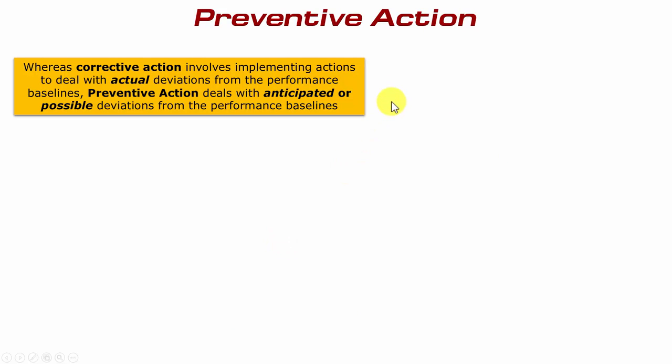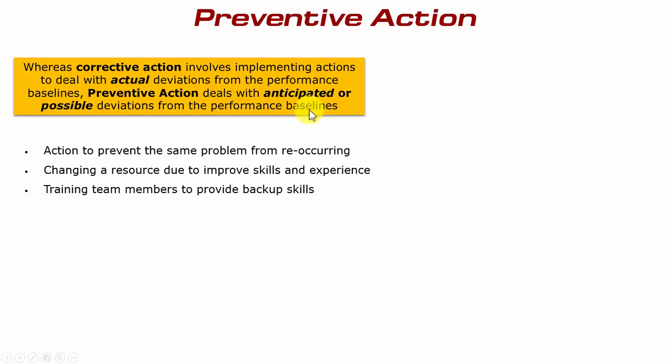Now, we'll look at corrective action in a moment, which involves implemented actions to agree with actual deviations. In other words, they've already occurred. Whereas preventative action deals with anticipated or possible deviations from the performance baselines. What you're trying to do here is preempt potential future problems. So you'll be taking action to prevent the same problem from reoccurring. That could be an example of a preventative action.